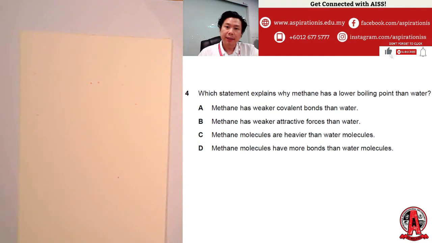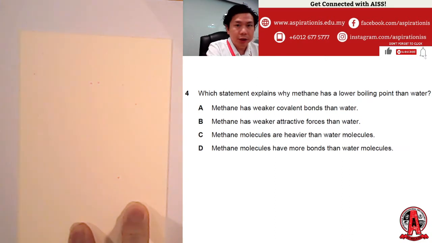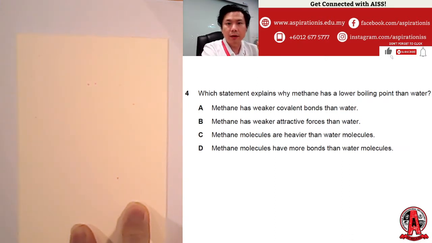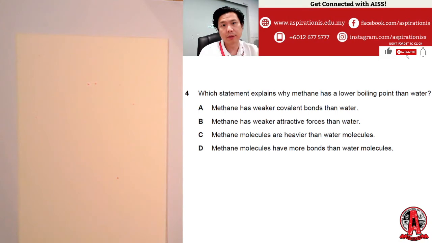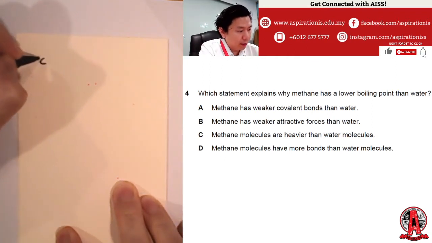Which statement explains why methane has a lower boiling point than water? These are molecular compounds, simple covalent molecules. You need to understand that there are two kinds of covalent compounds. One is the macromolecules and another is the simple covalent molecules. Methane and water are both simple covalent molecules. So methane looks like this.